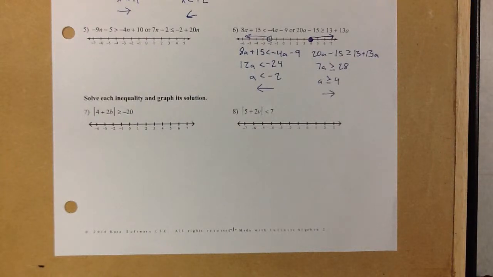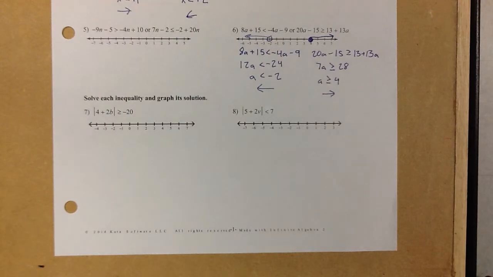So now we're going to do absolute value inequalities. Friday when we solved absolute values, how many answers did we need to come up with? Two. That part stays the same. We're still going to need two answers.